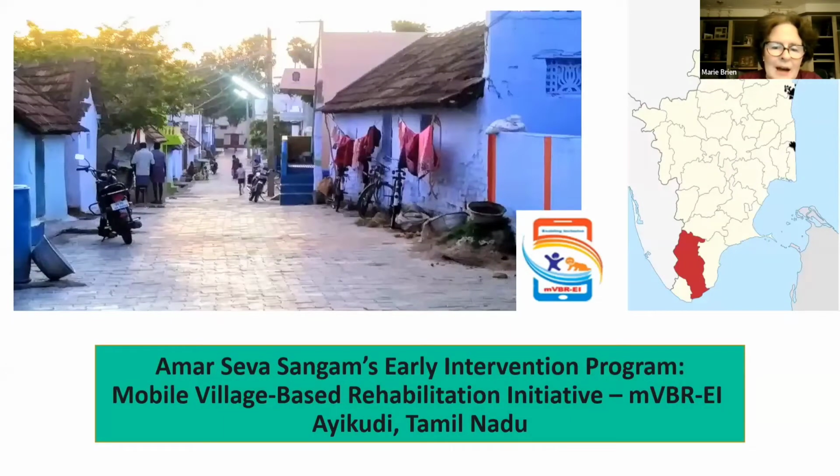So looking at how the early intervention program was developed by Amar Seva Sangam, it was initially called the Mobile Village-Based Rehab Initiative, or MVBREI. And it was in the Tenkasi district of Tamil Nadu.